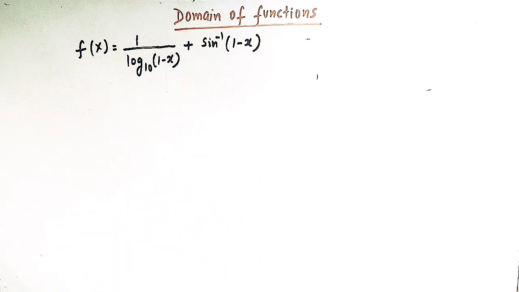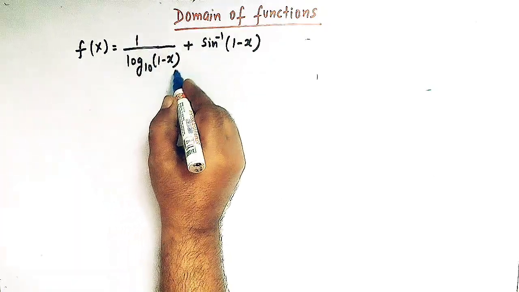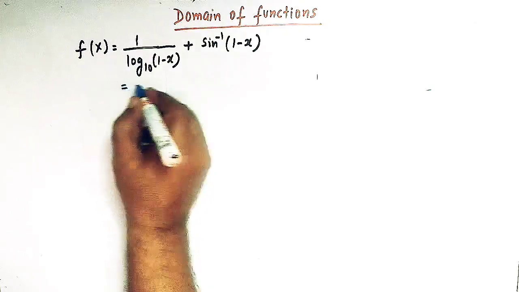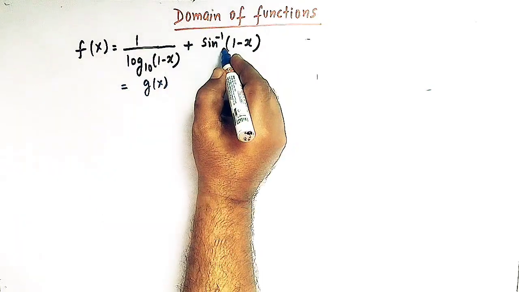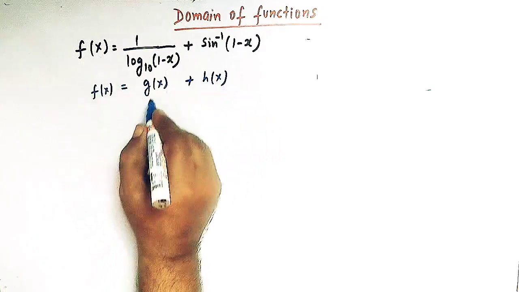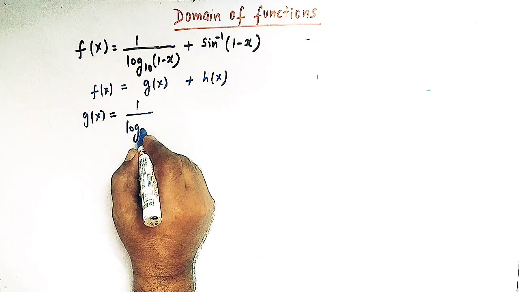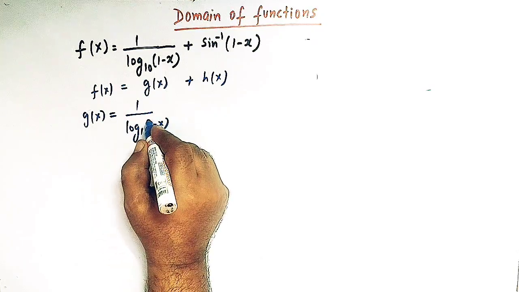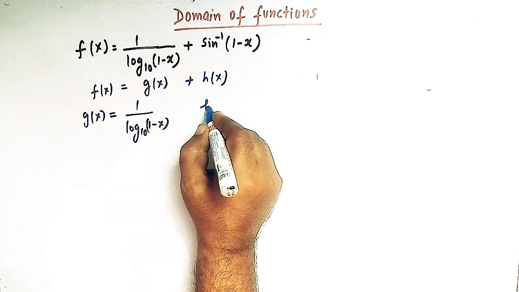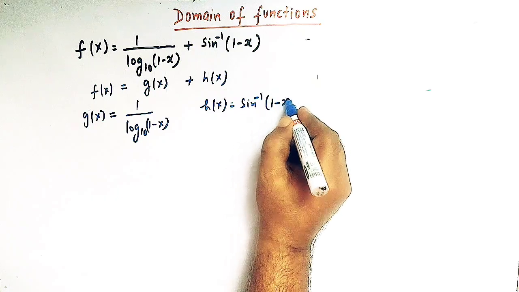So let us see how the concept of intersection of domains helps us get the domain of this function f of x. Let us first assume this function as g of x, and this function as h of x. So we have two functions. g of x is given by 1 over logarithm of 1 minus x to the base 10, and h of x is inverse sine function of 1 minus x.